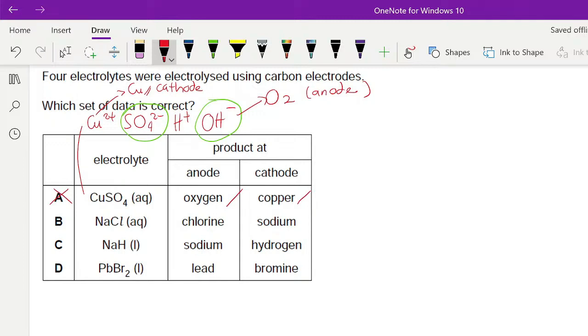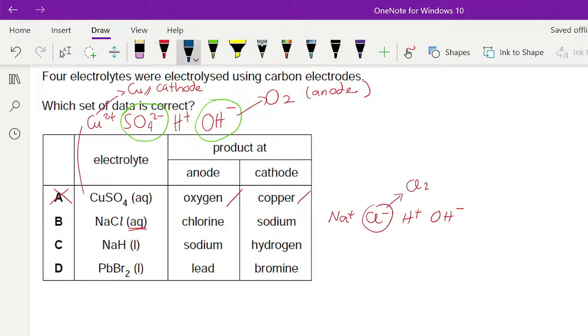B is aqueous, so you have Na+, Cl-, H+, OH-, okay? Depending on its concentration. If it's concentrated, you will get chlorine on the anode. If it's dilute, you get oxygen. So let's pretend this is correct. This is concentrated, you get chlorine.